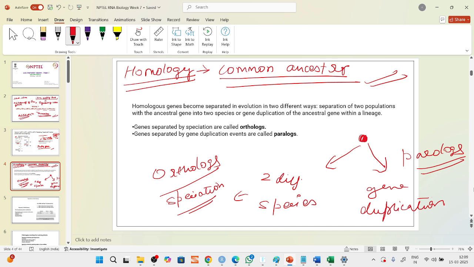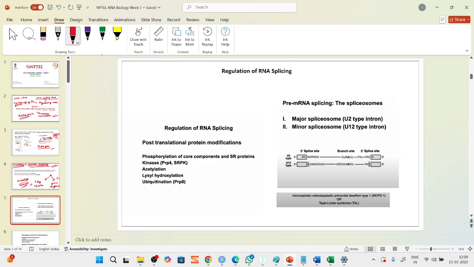So these are the two terms which are important to understand when we talk about homology. Homology means common ancestry. In homology, you have two branches, orthologs and paralogs. Orthologs are the genes which are separated by speciation events, and paralogs are the genes which are separated by gene duplication events. Okay.